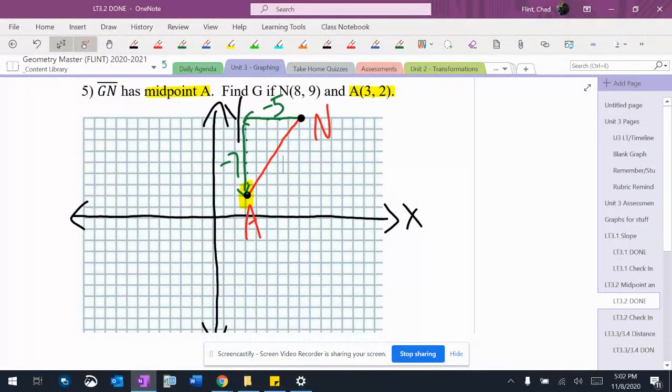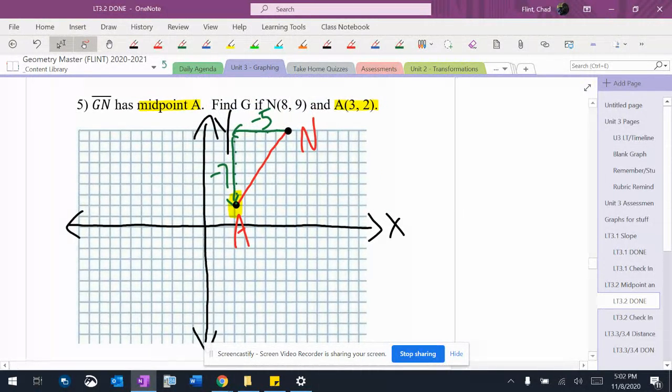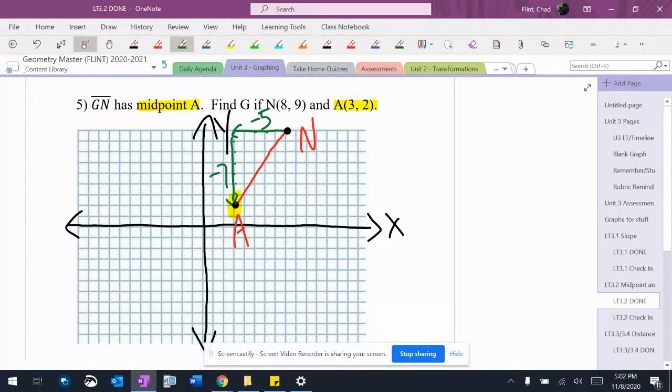To get A to be right in the middle, I need to do that again. All right, from the midpoint. So 1, 2, 3, 4, 5. And 1, 2, 3, 4, 5, 6, 7. Which would put me right there. It's point G. And its coordinates are -2, 1, 2, 3, 4, 5.